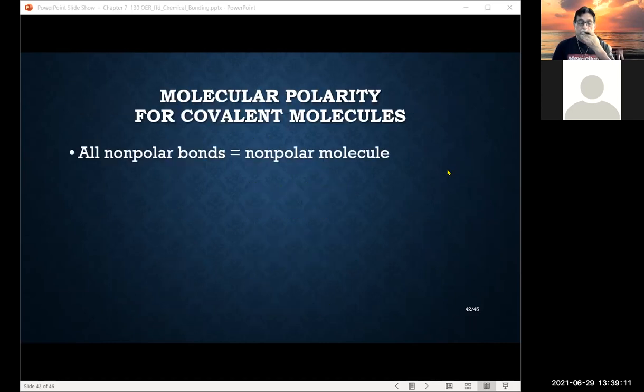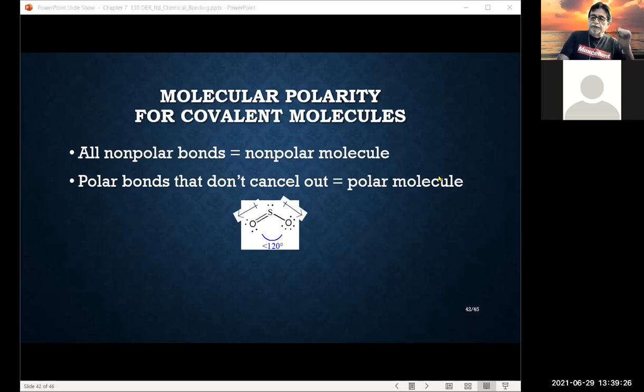All right, this is a rehash of what I just explained. When all the bonds in your molecule are nonpolar, you end up with a nonpolar molecule. If the polar bonds do not cancel out, like in this example, sulfur dioxide, you have a polar molecule. Look at the arrow: there's a dipole between the sulfur and the oxygen in both directions, except because of the geometry, those double bonds do not cancel out.